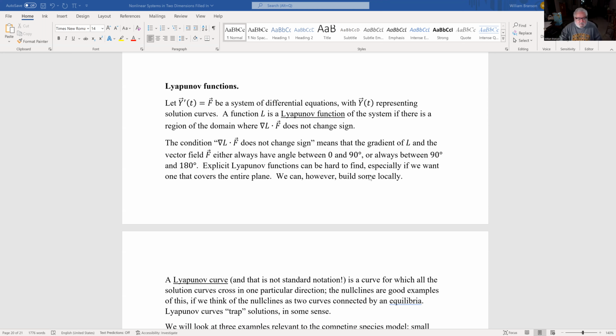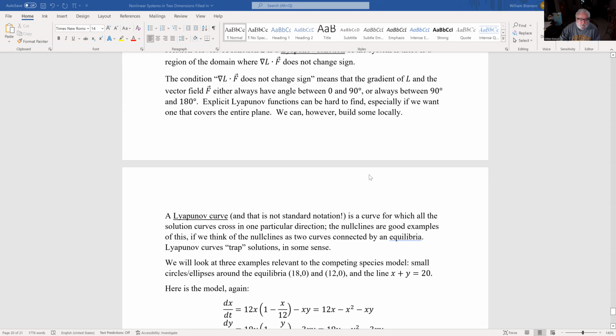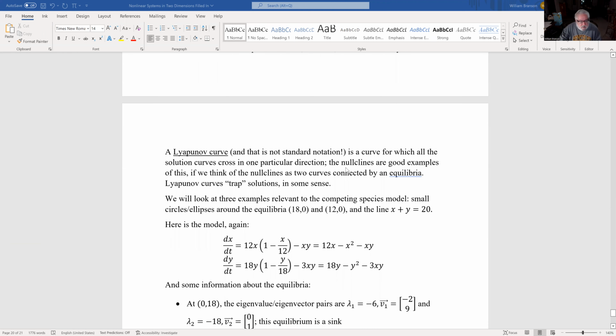Explicit Lyapunov functions are hard to find, especially if you want to find one that covers the entire plane, but you can build some locally. A Lyapunov curve, and again, that's not standard notation, that's just what I call it, is a curve for which all the solution curves cross in one particular direction. Null-clines are good examples of that, if we think of null-clines as curves connected by equilibrium. So Lyapunov curves trap solutions in some sense.